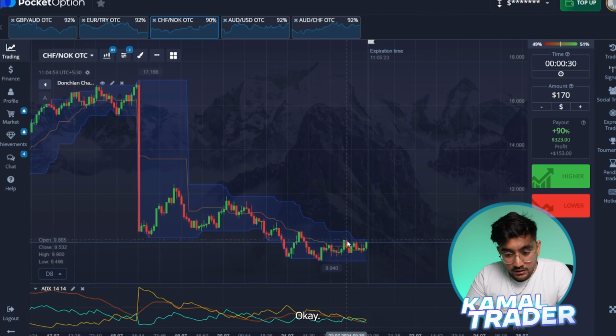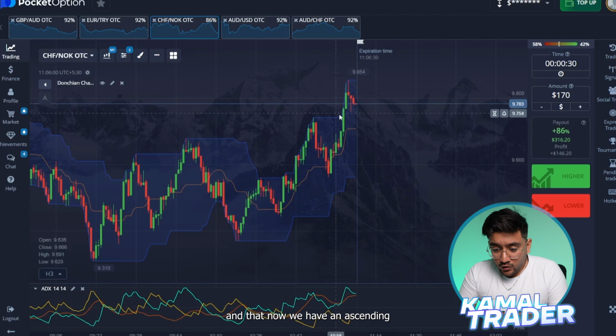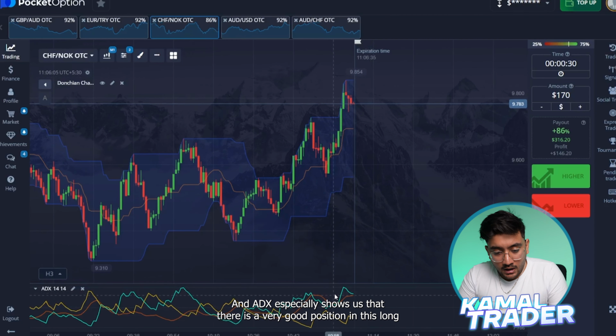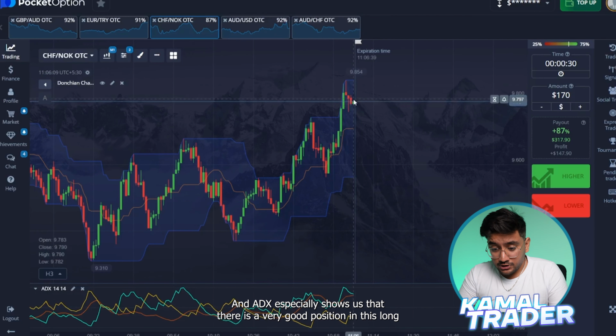Okay, and here we go. Super, guys. We can see it is very readable on the Donchian channels. And now that we have an ascending structure, it will most likely consolidate and go a little higher. And ADX especially shows us that there is a very good position in this long and it will actually work out. So let's move on.